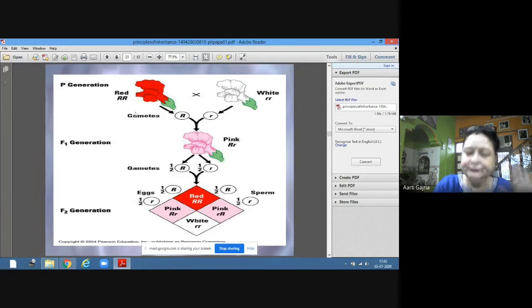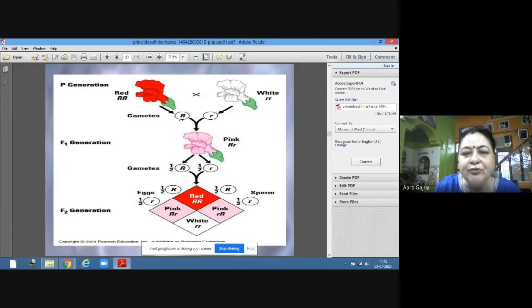Clear? Now here, this white color flower is homozygous. This is also true breeding. So this is true breeding white flower, true breeding recessive. Now true breeding recessive is having small r, small r. Now what happens normally is that this is expressing itself and this is not giving any enzyme.